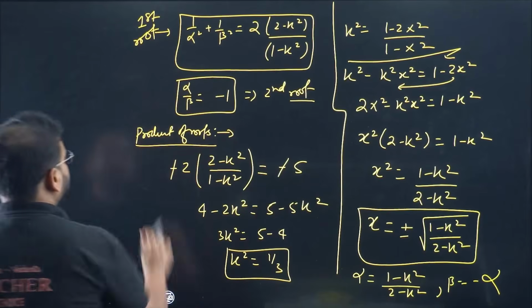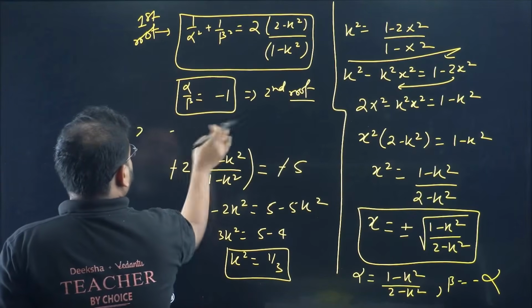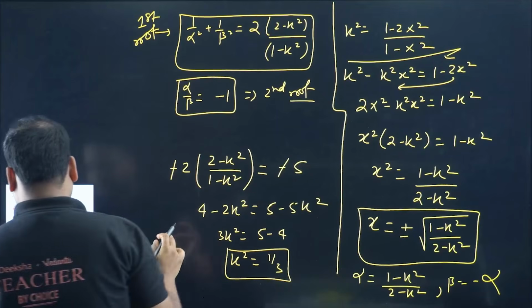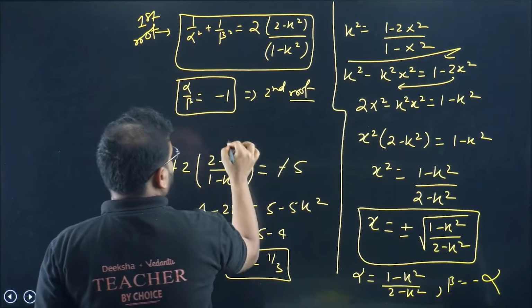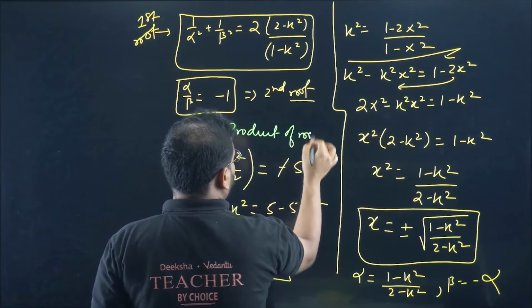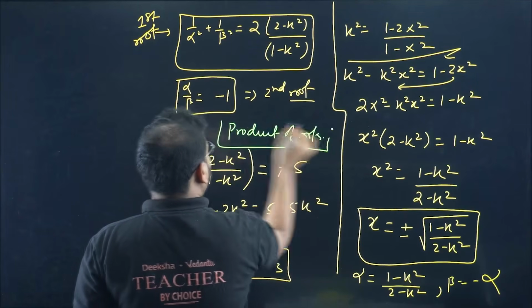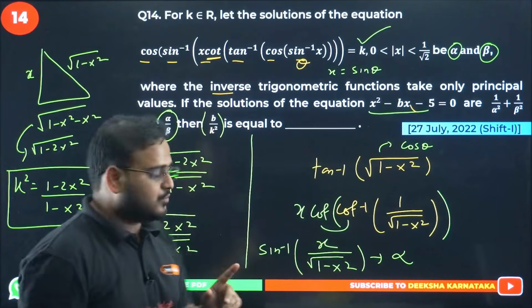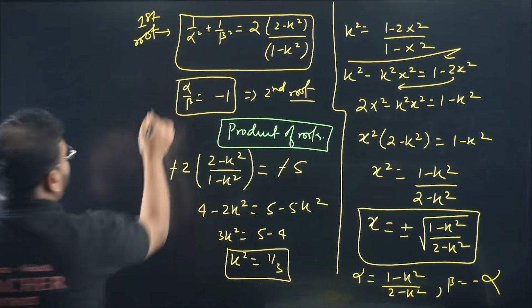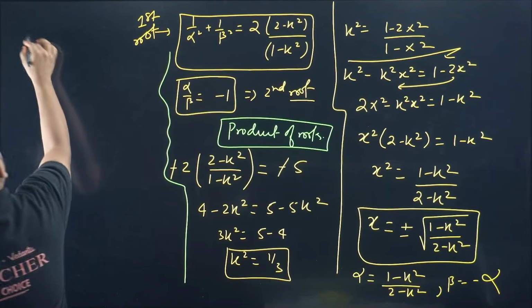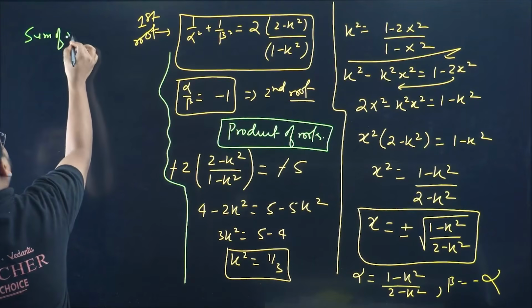I need to have some more space just to solve this question. So right here, product of roots. Now what are they asking actually in the question? They're asking us to find b by k square. So before I go on to do that, we need to find the sum of the roots.